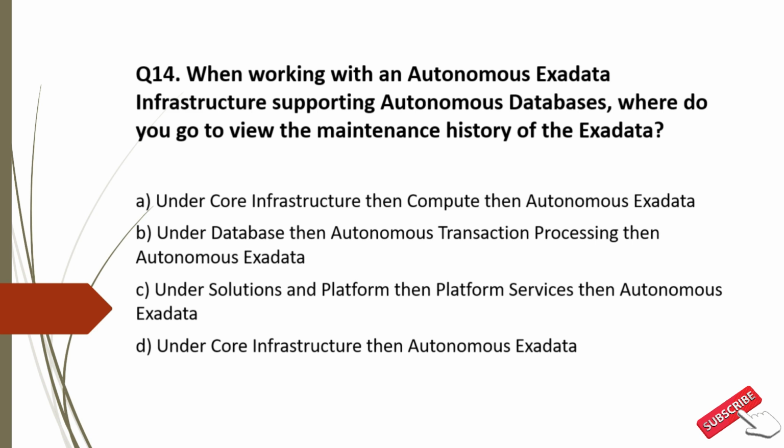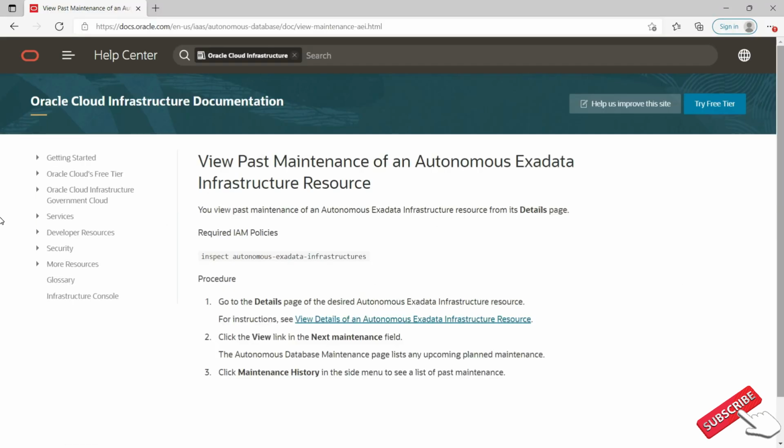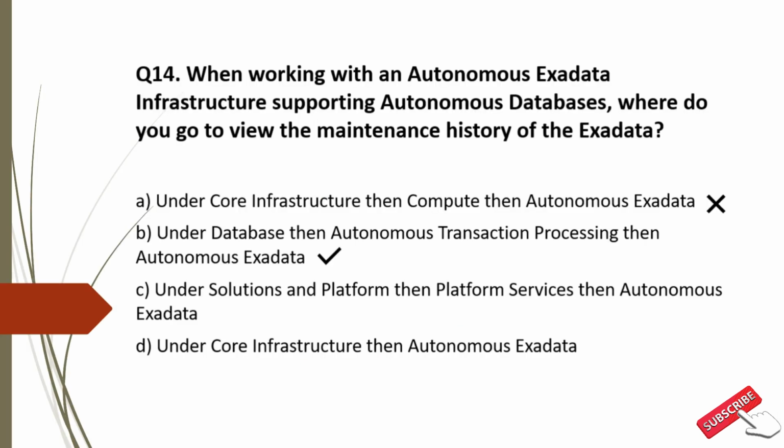Now analyze the options. Option A, under core infrastructure, then compute, then autonomous Exadata. No, this is incorrect. Option B, under database, then autonomous transaction processing, then autonomous Exadata. This is the correct step. You can check this documentation link if you are interested to know more in detail. Option C, under solutions and platform, then platform services, then autonomous Exadata. This is also incorrect. Last option, option D, under core infrastructure, then autonomous Exadata. This is incorrect too. So the correct option for question 14 is option B.